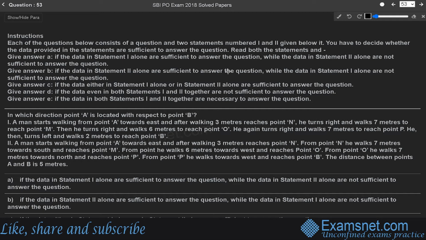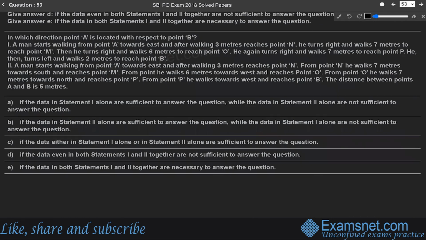Now, both the statements mean the same thing here. The man starts from point A and travels for 3 meters towards the east. And from there he turned right towards south to reach M. And then traveled west for 6 meters to reach O. Then again turned right to reach P and finally stopped at B. Therefore, we can say that point A is 5 meters to the east of point B. Therefore, either statement alone is sufficient. So for this question also, the correct option will be option C here. I hope this question is clear to you.